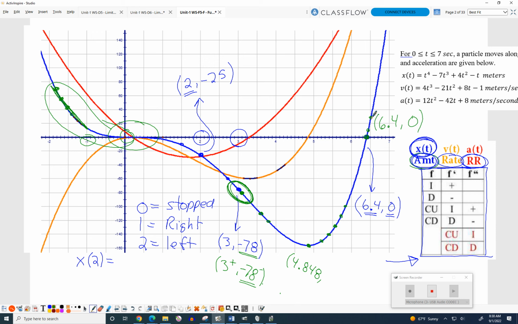What they'll expect you to understand is basically 2 things about the particle. One, where is it? Where means, is it over here on the right side of the origin, or over there on the left, or is it at the origin? So you've got to know that. And then it wants to know which way it is moving. So at time 6.4, it's at the origin. It isn't stopped. It's moving right. Was that what you meant? It's much better.